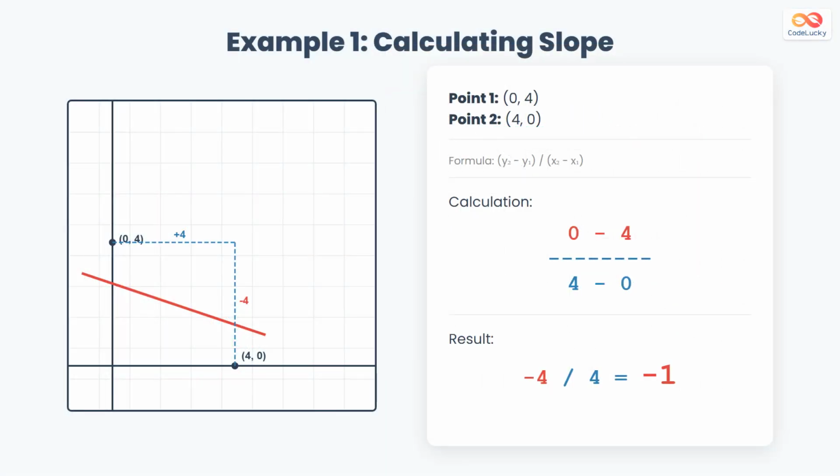Let's look at an example. Here we have a line passing through (0, 4) and (4, 0). The rise goes down 4 units, so it is negative 4. The run goes across 4 units. Negative 4 divided by 4 gives us a slope of negative 1.